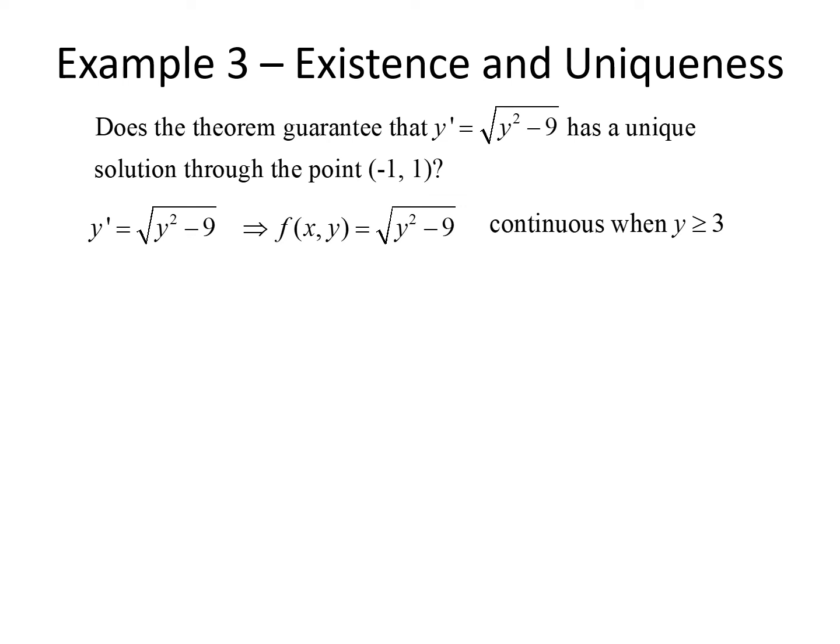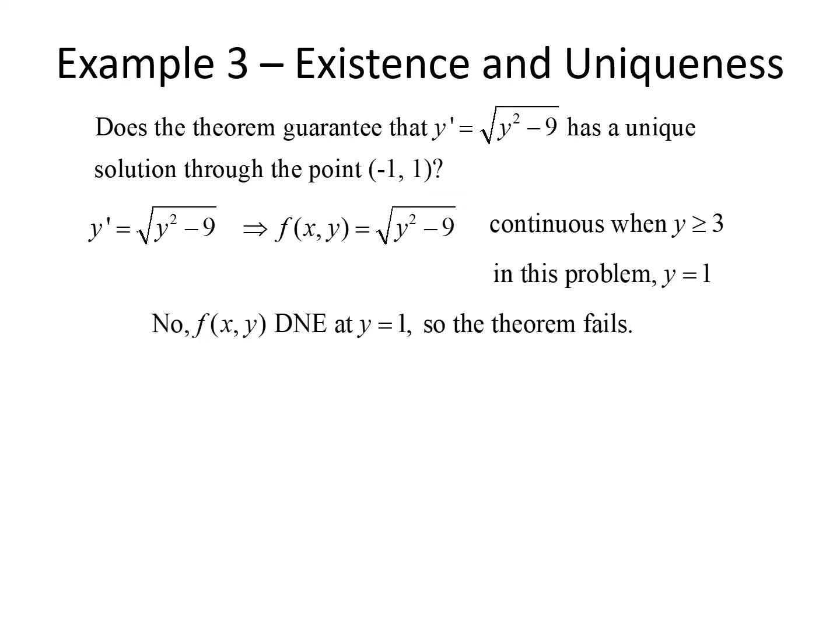Right? If you say y squared minus 9 is greater than or equal to 0 and you solve, you'll get y squared is greater than or equal to 9. But in this problem, y is equal to 1. 1 is not greater than or equal to 3. So the function will not exist when y equals 1, and that means the theorem fails. That doesn't mean that there's not a solution. It just means that the theorem doesn't guarantee a solution.